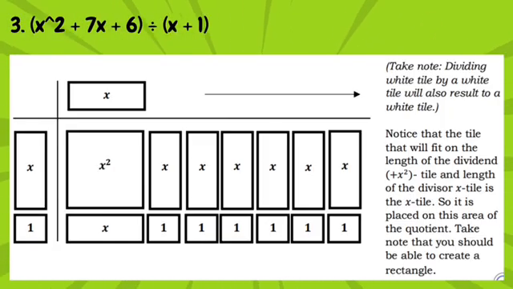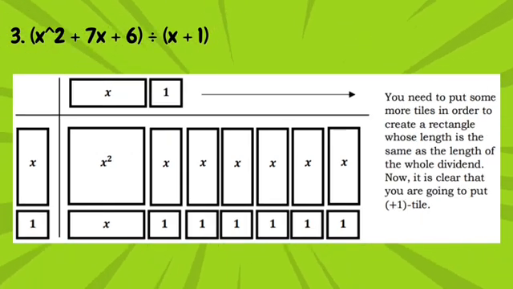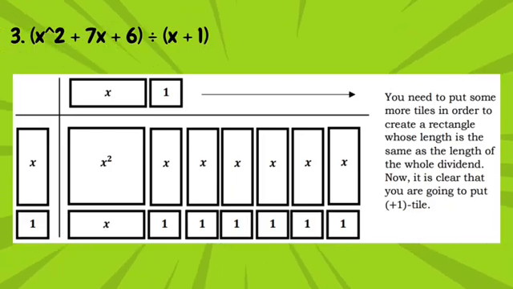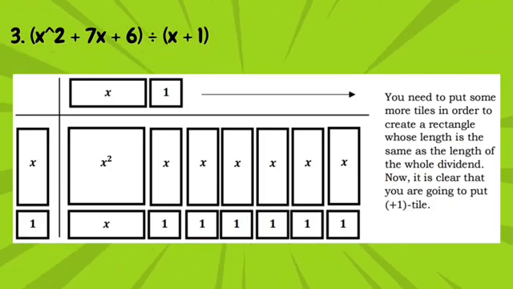You will notice that the tile that will fit on the length of the dividend positive x squared tile and the length of the divisor x tile is x tile. So, it is placed on this area of the quotient. Take note that you should be able to create a rectangle. So, you need to put some more tiles in order to create a rectangle whose length is the same as the length of the whole dividend.